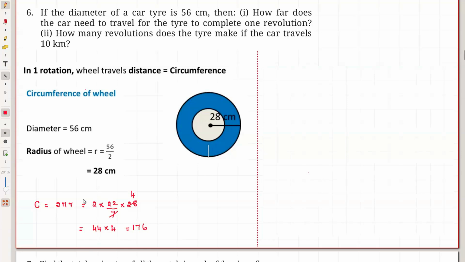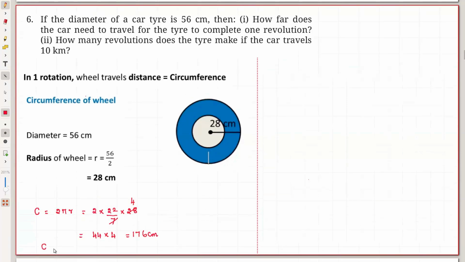So what is it? Circumference. Okay, circumference is equal to 176 centimeter. It will take 176 centimeter for making one revolution.